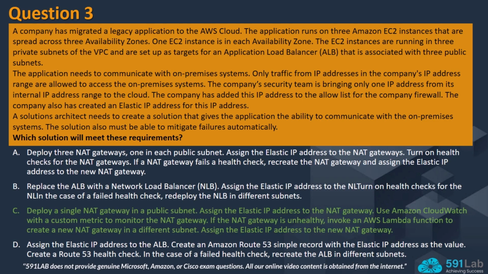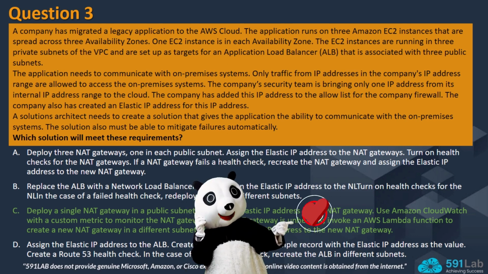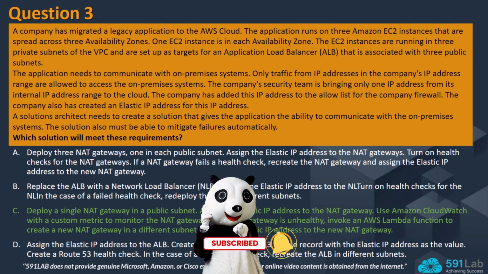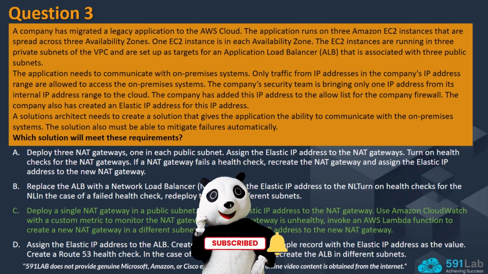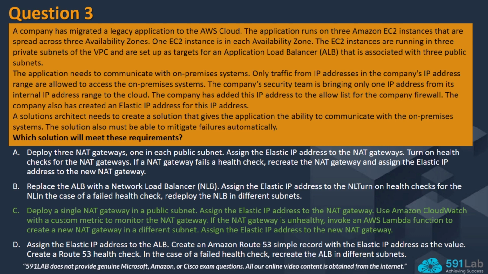Option D. Assign the elastic IP address to the ALB, create an Amazon Route 53 simple record with the elastic IP address as the value. Create a Route 53 health check. In the case of a failed health check, recreate the ALB in a different subnet. The ALB is used for load balancing incoming traffic and it's not suitable for outbound communication. Additionally, using Route 53 health checks to recreate the ALB may lead to unnecessary disruption for outbound communication. So, option D is also not correct.